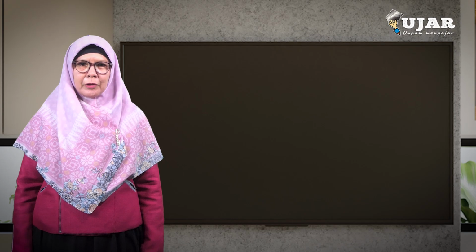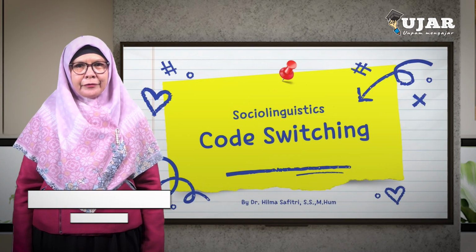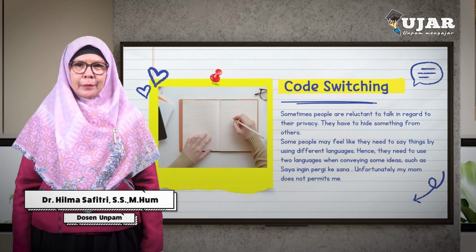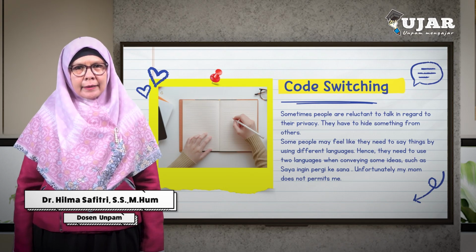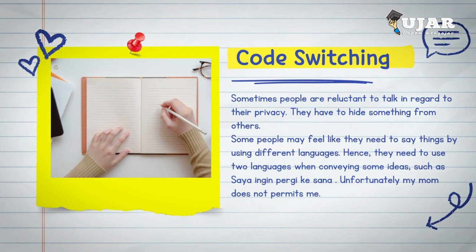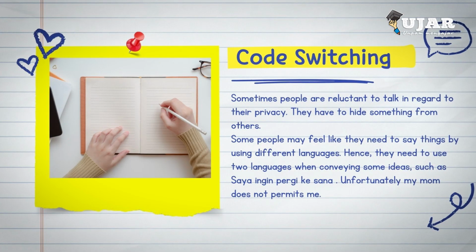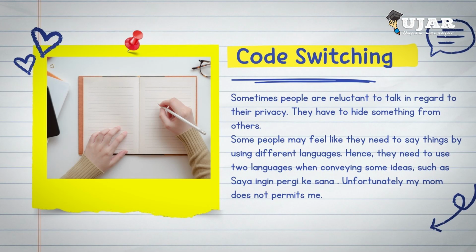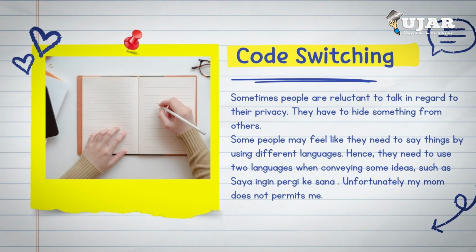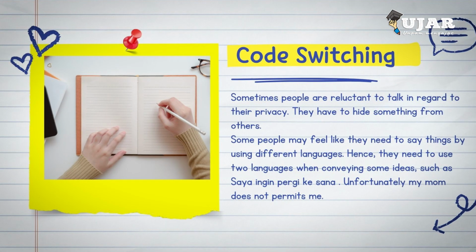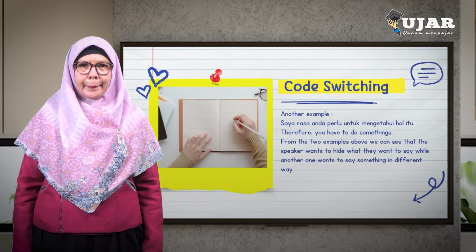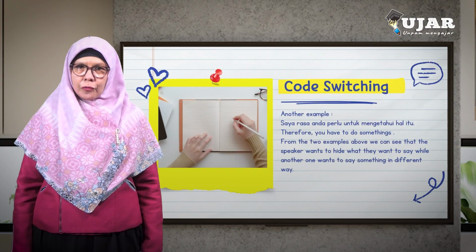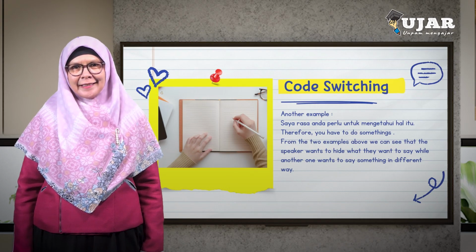Sometimes, people are reluctant to talk in regard to their privacy. They have to hide something from others. Some people may feel like they need to say things by using a different language. Hence, they need to use two languages when conveying some idea, such as, "Saya ingin pergi ke sana. Unfortunately, my mom does not permit me." Another example, "Saya rasa Anda perlu mengetahui hal itu. Therefore, you have to do something."